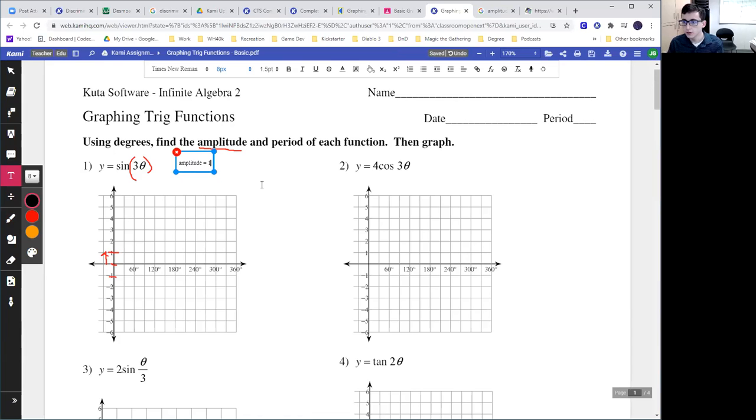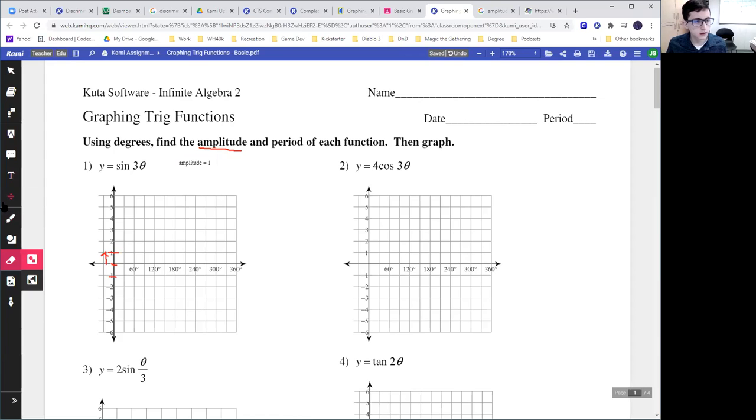Let me know in the chat if that made sense to you. Just a quick yes, it made sense, or no, please repeat or re-explain. Okay, there's a lot of repeats and re-explains.